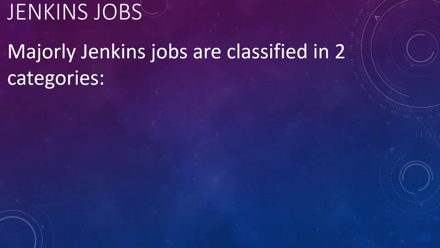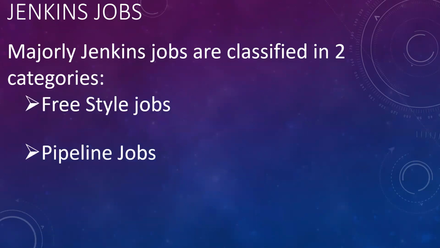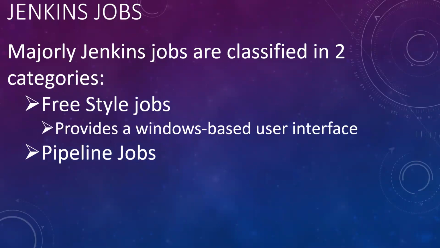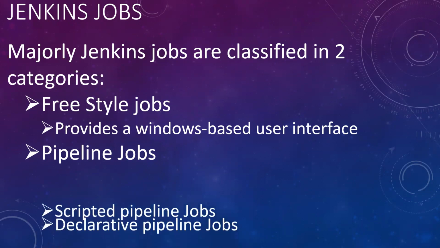So let's begin with different types of jobs which Jenkins supports. Jenkins majorly supports two types of jobs. In Jenkins, we categorize jobs into two domains. First one is freestyle job, second one is pipeline job. In freestyle job, we get a Windows-based user interface wherein we fill all necessary details which is needed for a job to run, a project to be created.